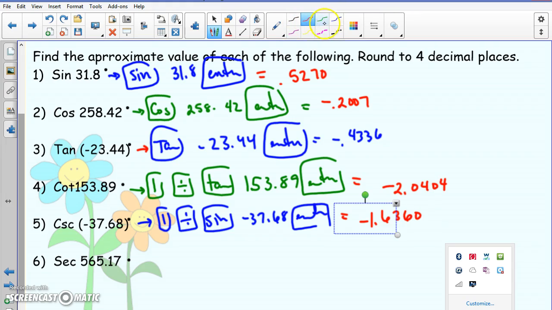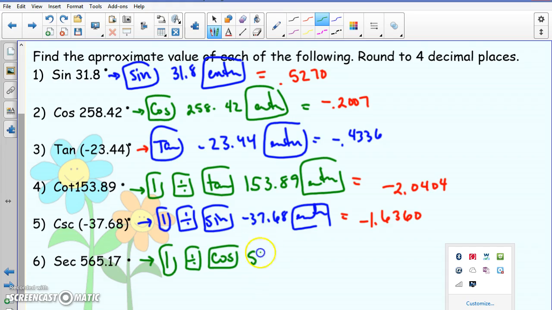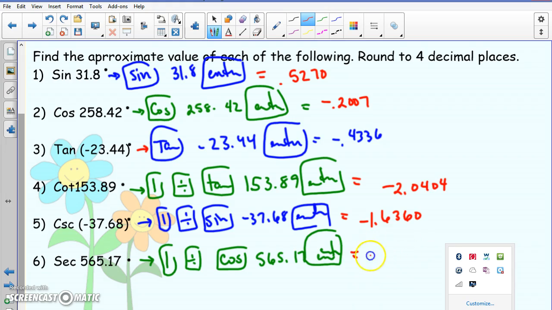Okay, why don't you try the last one? So pause me and see if you can try figuring out what you should type in. And type it in and see what you get. Then you can unpause and check to see if you did it correctly. Secant's partner is cosine, so you'll type in 1 divided by cosine, 565.17. Hit enter. And then we should get an answer of negative 1.1049.